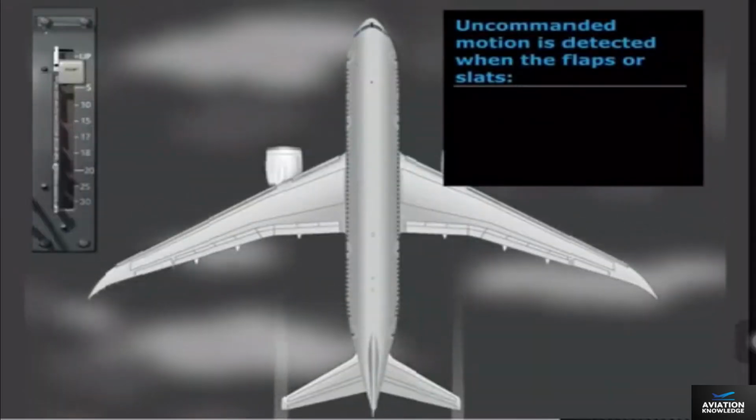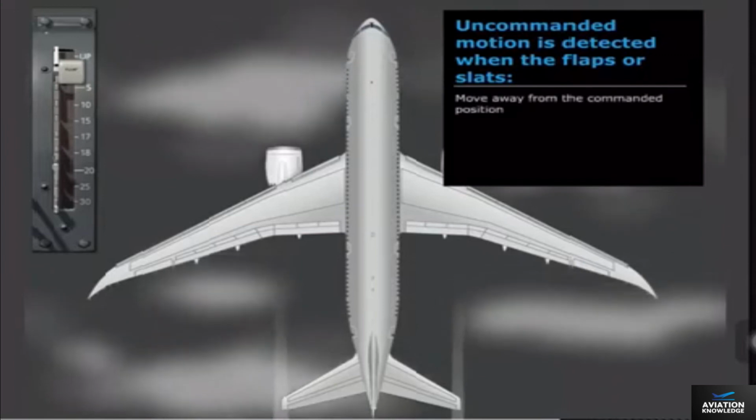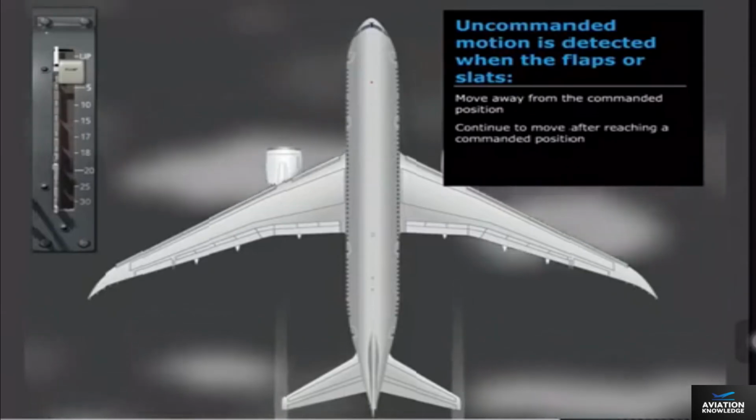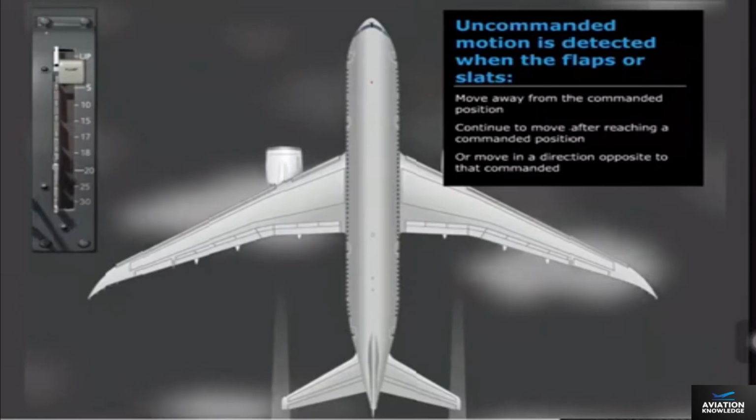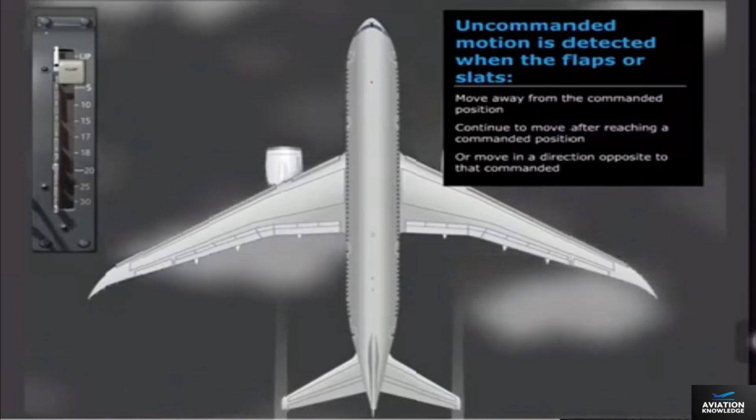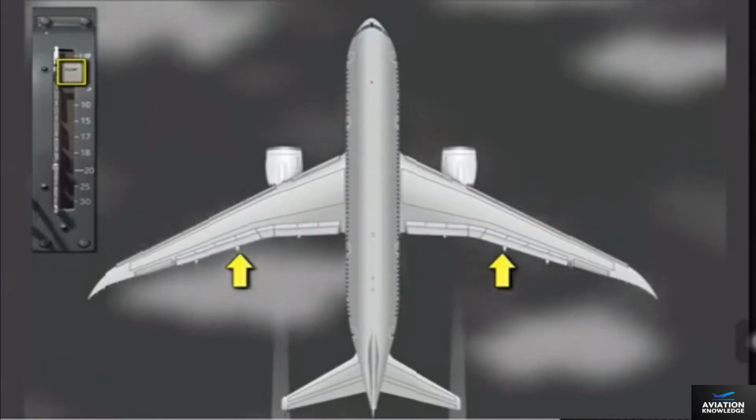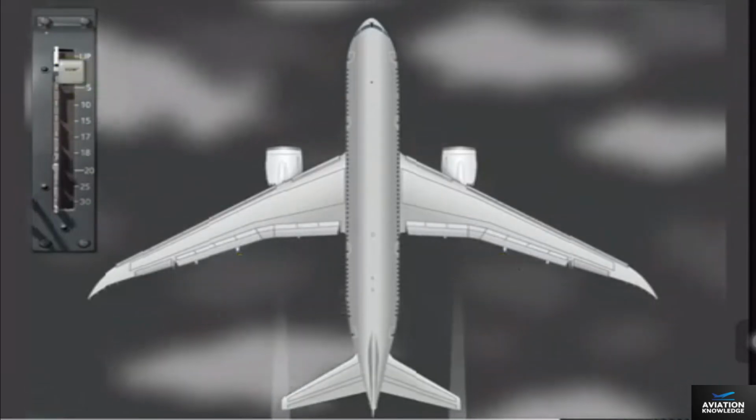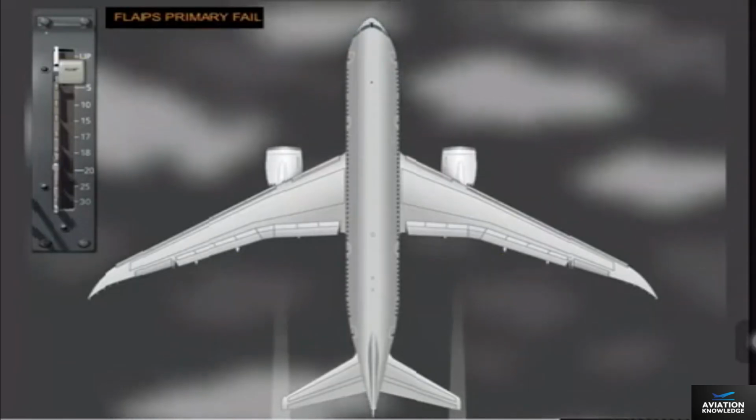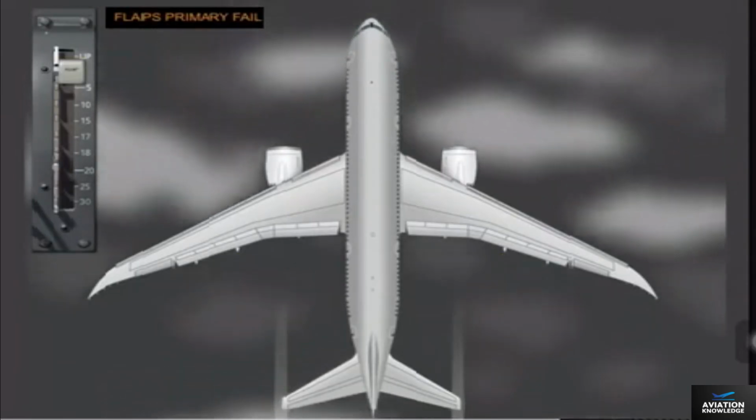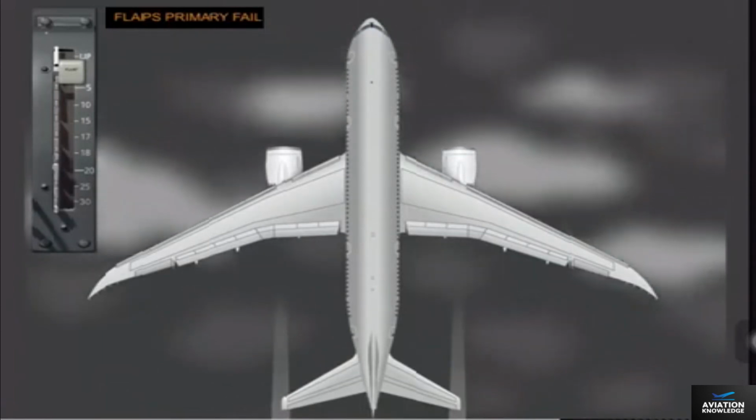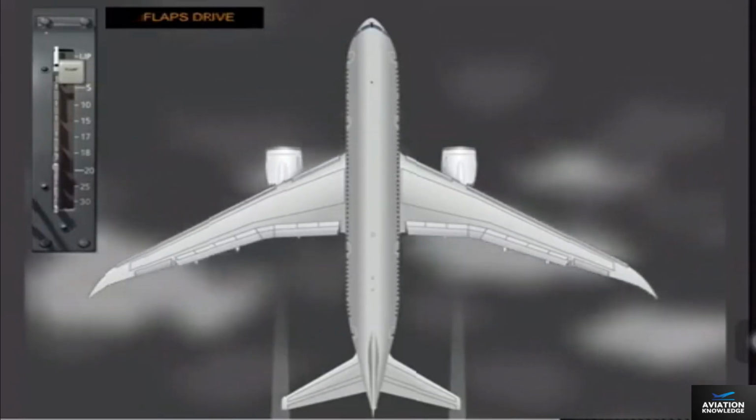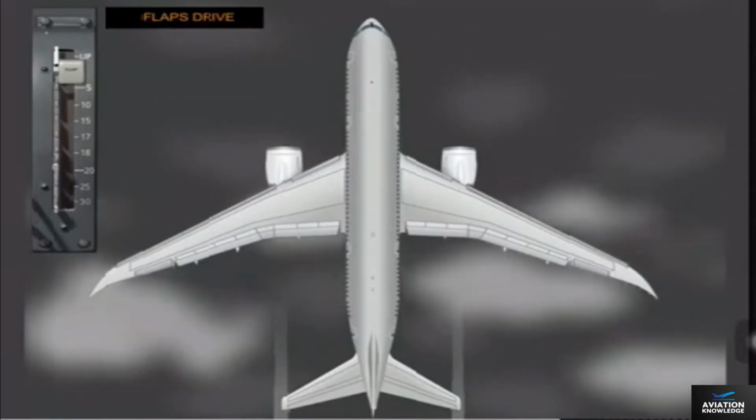Uncommanded motion is detected when the flaps or slats move away from the commanded position, continue to move after reaching a commanded position, or move in a direction opposite to that commanded. If the flap or slat is operating in the primary mode, uncommanded motion causes an automatic transfer to the secondary mode, and the ICAS caution message Flaps Primary Fail or Slats Primary Fail is displayed. If motion continues, the system shuts down, and the ICAS caution message "Flaps Drive" or "Slats Drive" is displayed.